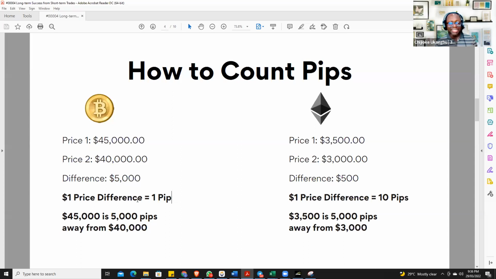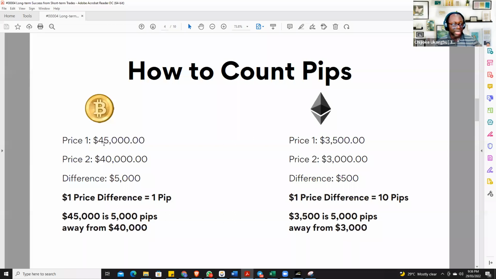Now, just take this line as gospel truth. A difference in price of $1 is equivalent to 1 pip for Bitcoin. So you can also say that the price of Bitcoin dropped by 5,000 pips, because a change of $5,000 is 5,000 pips. If that's clear, please put a 3 on the chart now. You understand what a pip is when we are talking about Bitcoin. All right, so that's how you calculate it for Bitcoin.